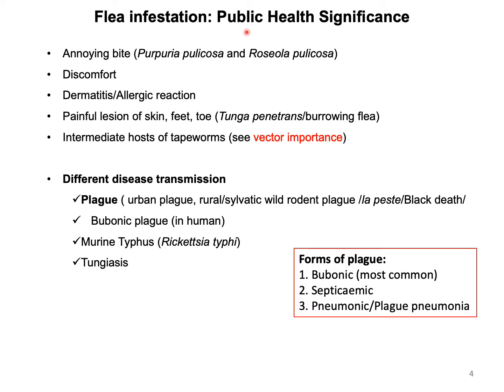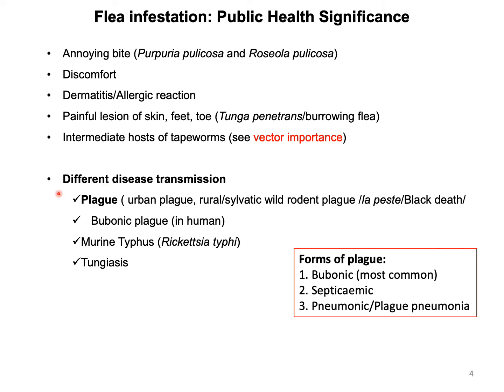Public health significance of flea infestation. They produce an annoying bite. As a result, there will be dermatitis, allergic reaction, and lesions on the skin. Due to the biting, or due to this lesion, the discomfort exists for several days. And in tungiasis, or burrowing flea, painful lesions may be found on the skin, feet, and toes. Fleas can act as the intermediate host for the completion of the life cycle of different tapeworms, and I'll talk about the vector importance in a moment.